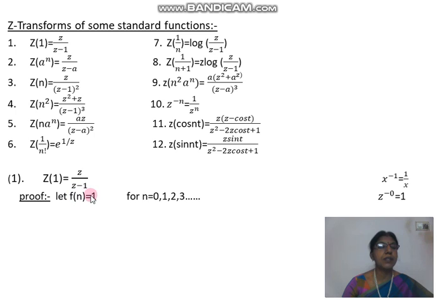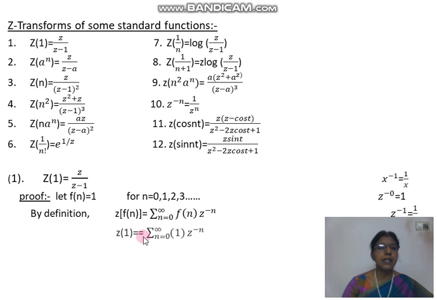In place of the function we have 1 for n is equal to 0, 1, 2, 3 and so on. What is the definition? By definition, Z transform of f of n is equal to sigma n is equal to 0 to infinity f of n z power minus n. Now we need the Z transform of 1. That means in place of f of n you put 1 on both sides. What we get? Z transform of 1 is equal to sigma n is equal to 0 to infinity, in place of f of n put 1, into z power minus n.